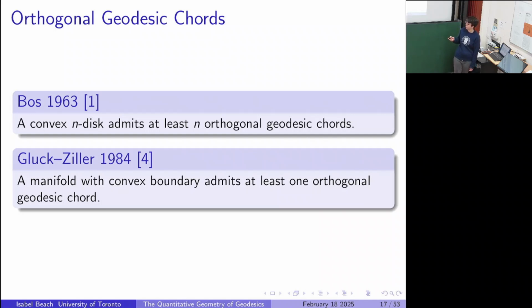The reason this is helpful is that if you want to use curve shortening flow to find these geodesics, if your boundary is convex, your flow is going to be well behaved because things aren't going to be trying to flow outside. So this is for disks, and then in '84, Gluck and Ziller proved that any manifold with convex boundary admits at least one orthogonal geodesic chord. So now we're interested in investigating how long these can be.